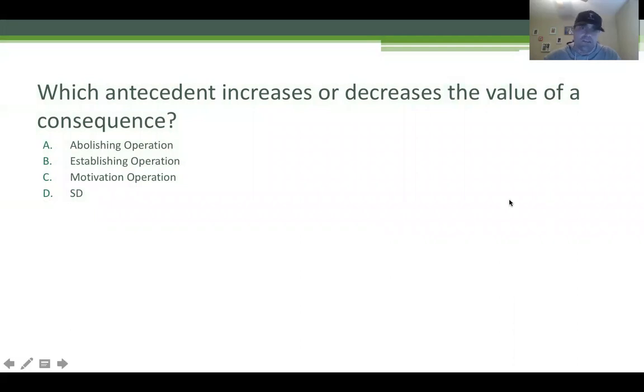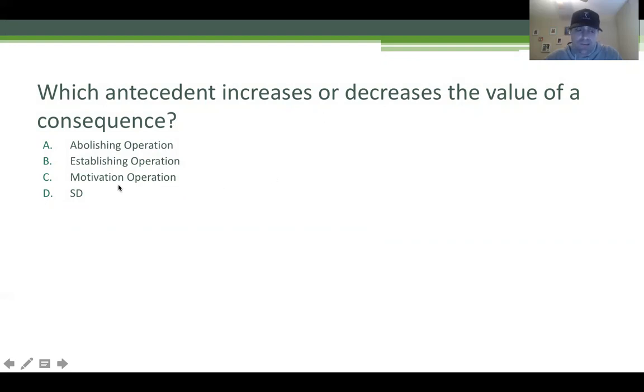Okay, which antecedent increases or decreases the value of a consequence? An abolishing operation, an establishing operation, a motivating operation, or an SD? Okay, so this question is asking for an antecedent that either increases or decreases the value. If we were talking about an abolishing operation, we would just be talking about decreases. An establishing operation, we would just be talking about increases. But it's very important to read the questions carefully, okay, because this is asking for both.